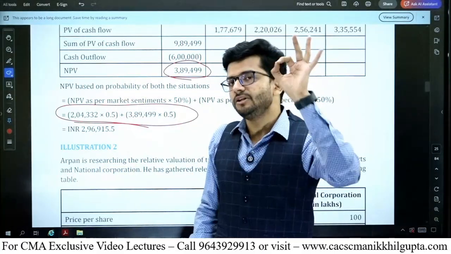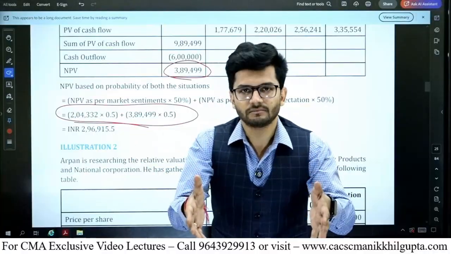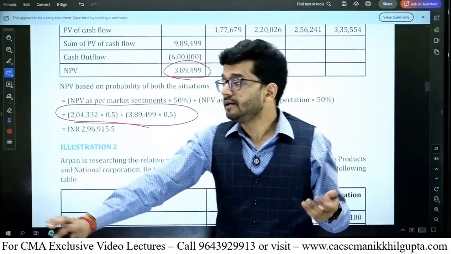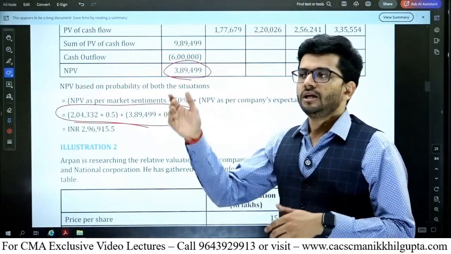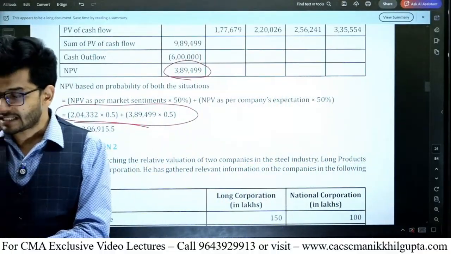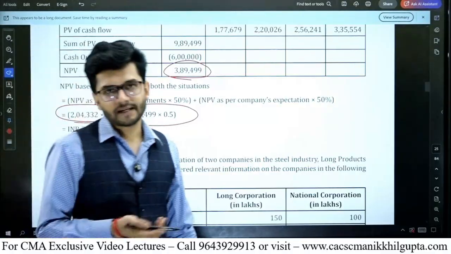And this workbook is a testimony of the fact that, whenever a complex question comes to you, at least attempt it, because it might be easy. It might not be as complex as you are thinking it to be. Like this question, it was not as difficult as you were thinking. You just have to calculate 2 kinds of NPVs, one using market sentiments and one using expectation, and then your answer could easily be computed.